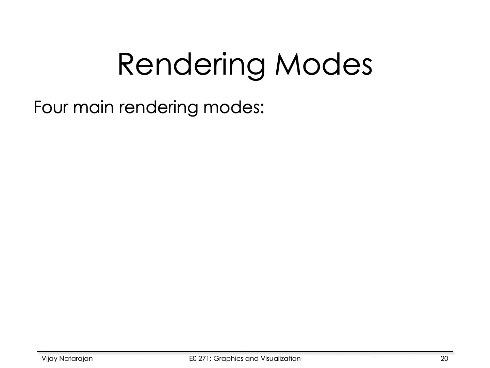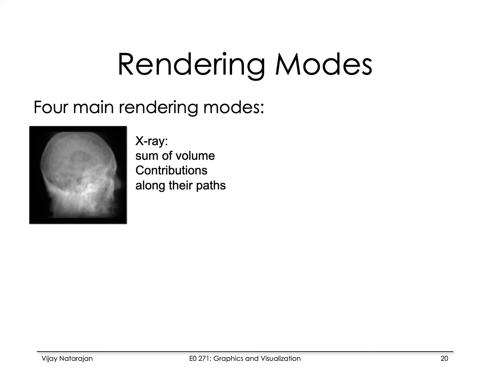Let's talk about rendering modes. There are 4 major rendering modes when it comes to volume rendering. These refer to the ways in which the color is accumulated. Now, in an X-ray mode, what happens is we sum up the contributions or the colors along each ray. This is similar to how an X-ray works. This sum could be either weighted or, often, unweighted.